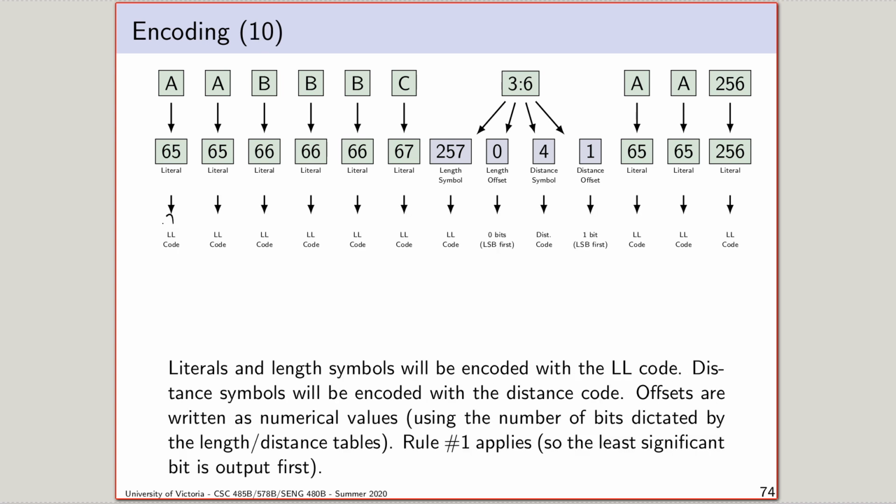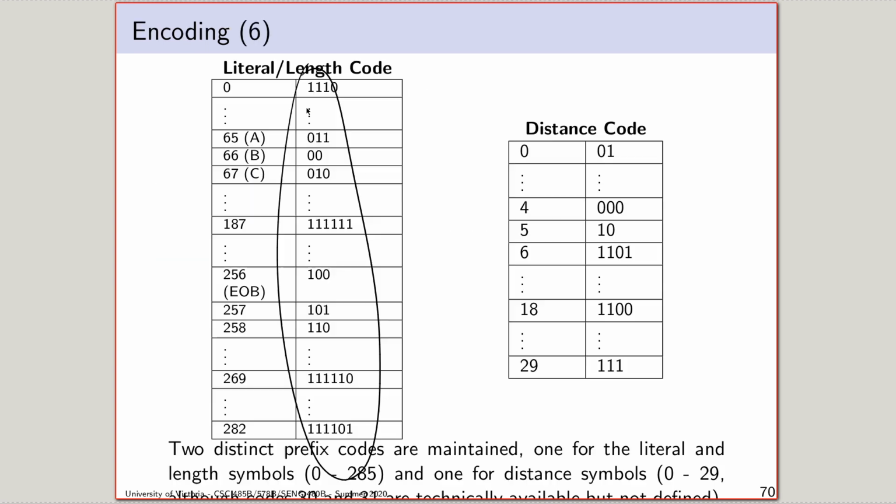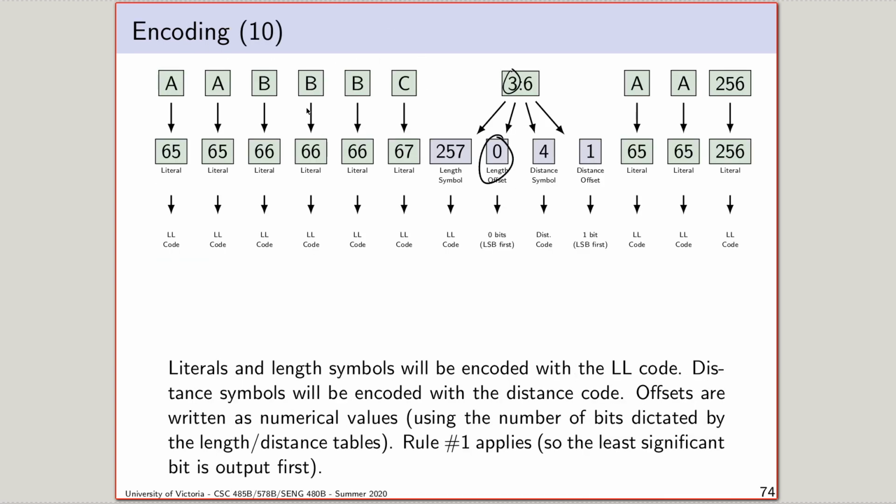So of course, all the literals get encoded by the LL code. There's no other choice. The length symbol gets encoded by the LL code. The distance symbol gets encoded by the distance code. The offsets get encoded with some number of bits depending on the length symbol. In this case, this offset is 0. The length symbol 257 is the length 3. It turns out that if you go back to the table here, it has 0 offset bits. So I don't even store the offset at all. I store it in 0 bits, so it doesn't end up contributing at all.